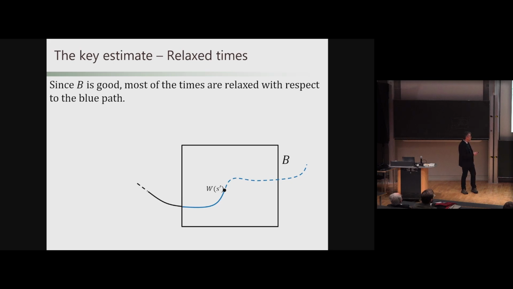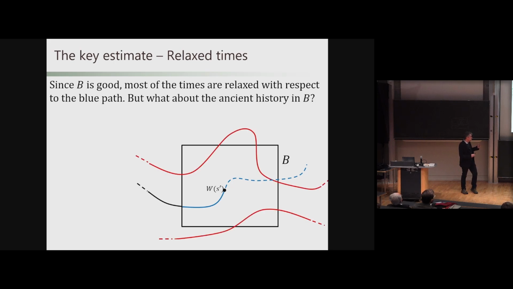But that really only means relaxed times with respect to the recent history of the past. The walk could have visited this block at other times in the more distant past, and we have to be able to deal with that too. But the final inductive hypothesis said that these walks don't spend too much time too close to each other. So there will be lots of times along this path where they're not too close to any of the distant history, and therefore you find relaxed times. And so that's enough to prove the concatenation and complete the next step of the induction.